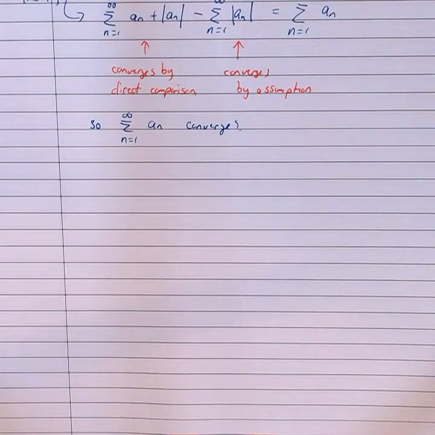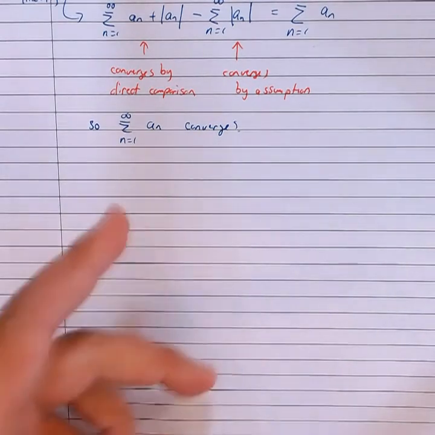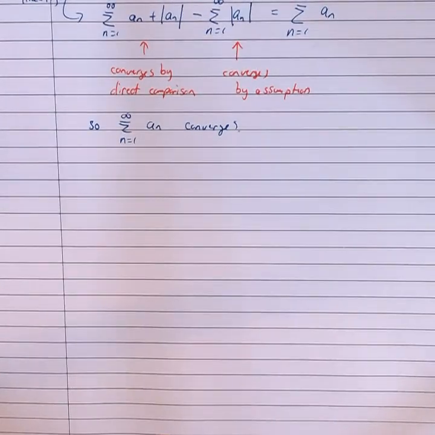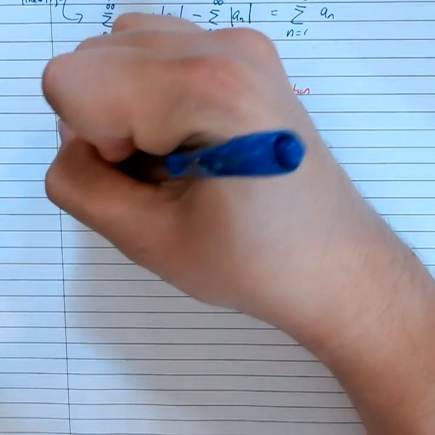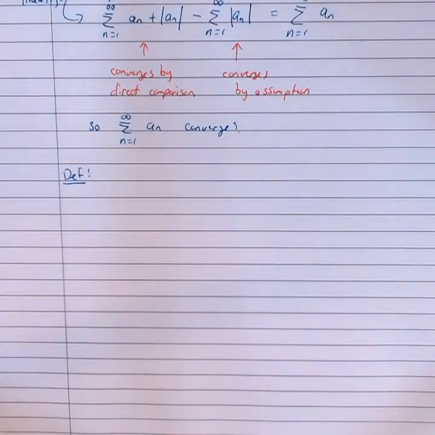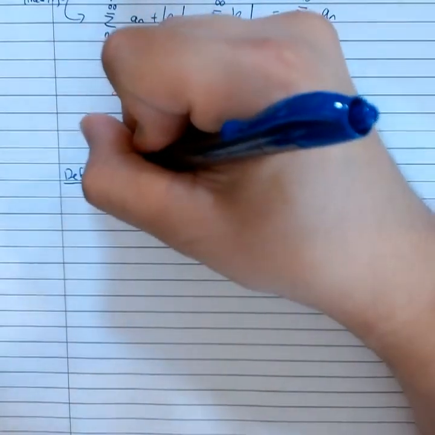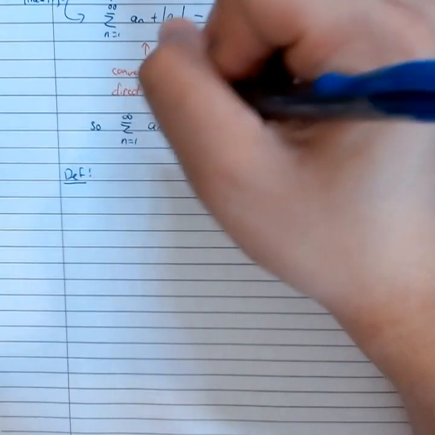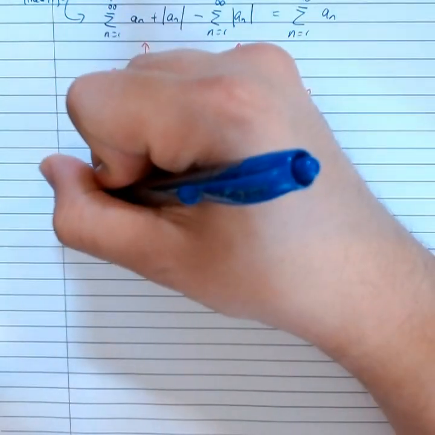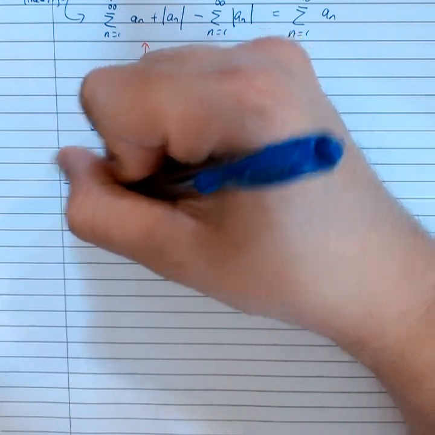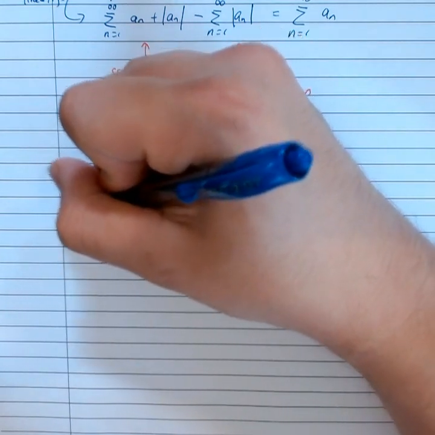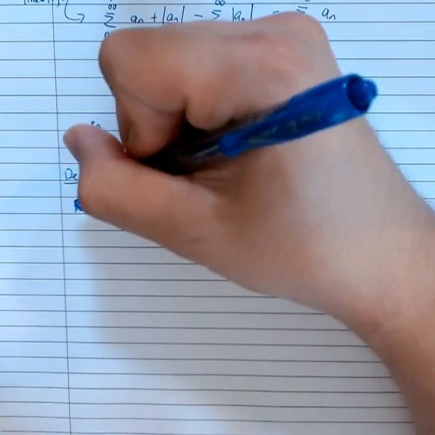This brings us to the difference between absolute convergence, which we just defined using this theorem, and conditional convergence. So let's go ahead and define this. Let's begin with a series, the sum of a sub n's. Let's just say it this way.